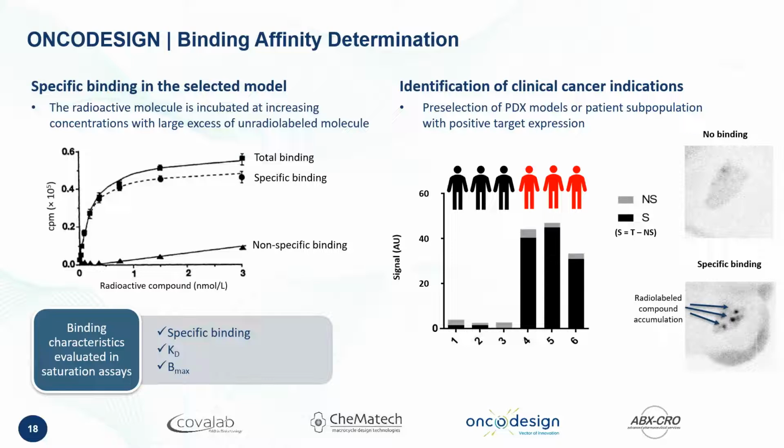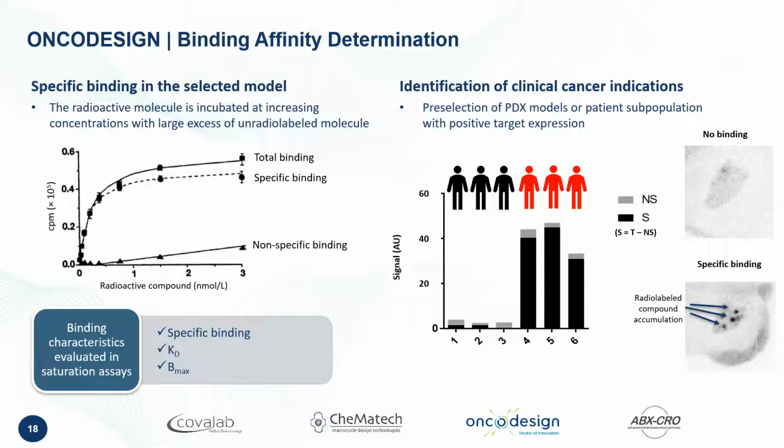So when we are talking about binding affinity determination, the first step is to do the binding on your selected model. It could be an internalization assay, it could be done on lysate, it could be done on sections of your preclinical models. There are different ways to do it, but the goal is to evaluate the specific binding versus the non-specific binding. And you can even go on to define the KD of your compound and the Bmax, so how much of your compound is going to be really bound to your target.